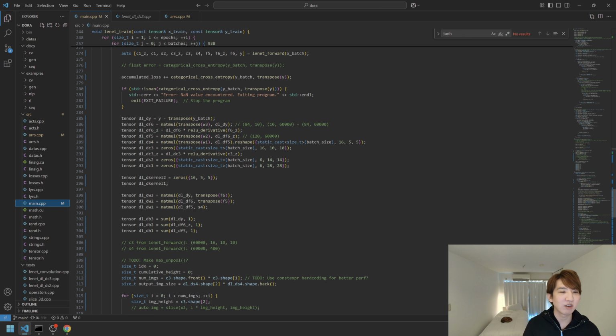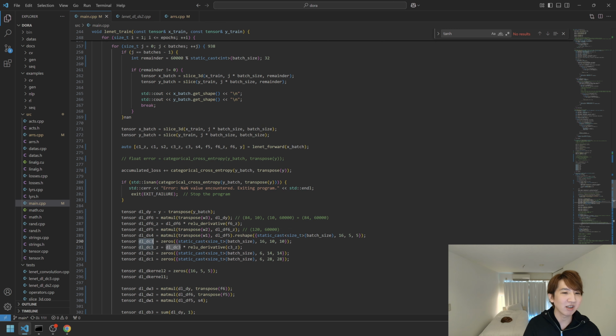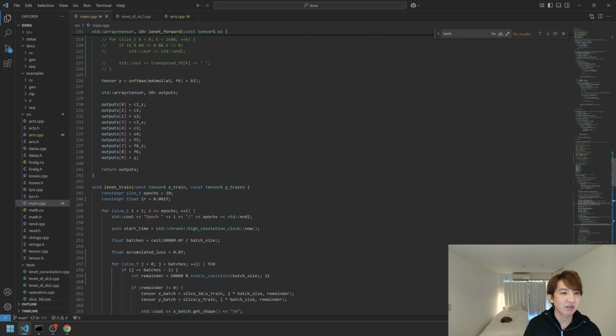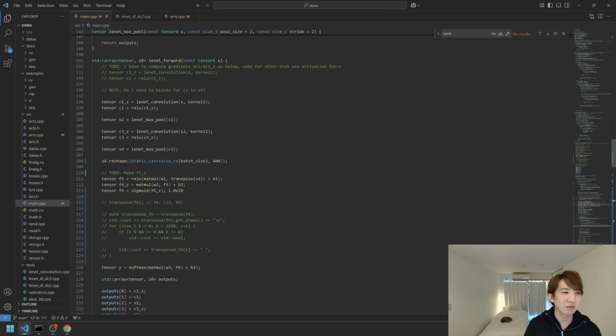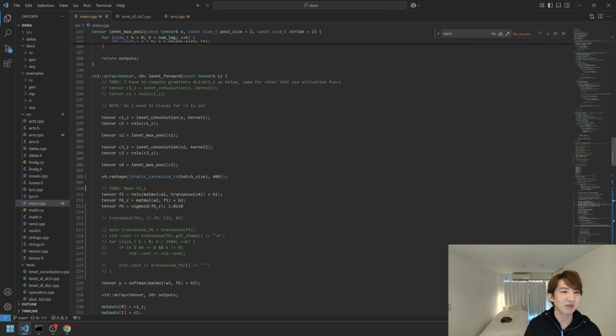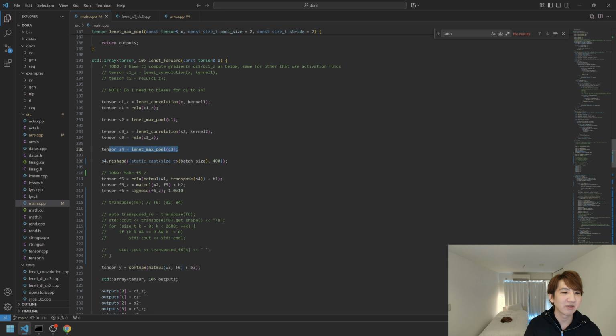So in the last video, I showed you guys I computed the gradients up to DODC3. We have to continue computing gradients up to kernel 1. But in the last video, it was up to here.